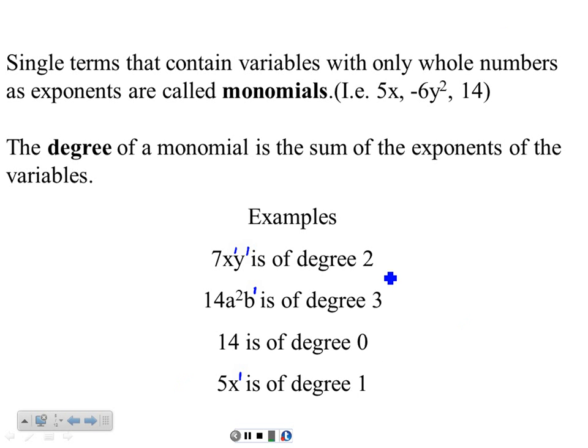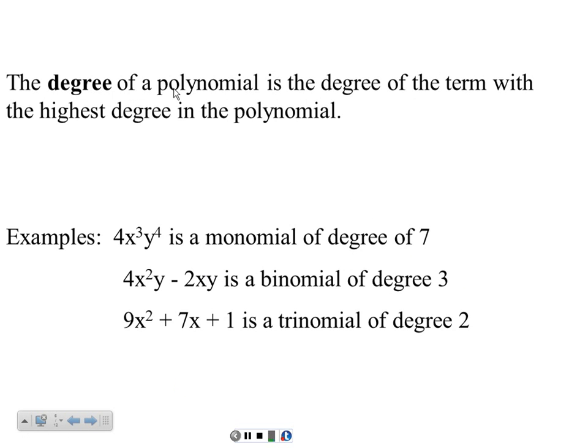So the reason why we're doing monomials first is because now we're going to move into polynomials. To find the degree of a polynomial, you're going to find the degree of the term with the highest degree in the polynomial. If you have a monomial, you're going to add the exponents of the variable, and that's the degree of your monomial. However, if you have anything higher than a monomial, such as a binomial or trinomial or a polynomial, you're going to find the degree of each term separately.